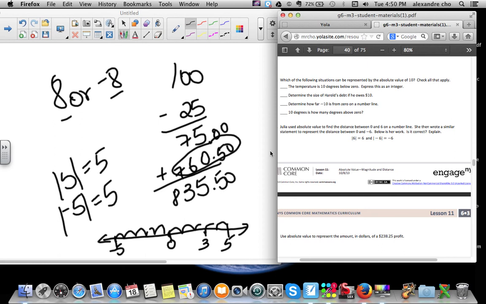Determine how far negative 10 is from 0 on the number line. You can use the absolute value of 10 for that one. And 10 degrees is how many degrees above 0. You can also use the absolute value of 10 for that.